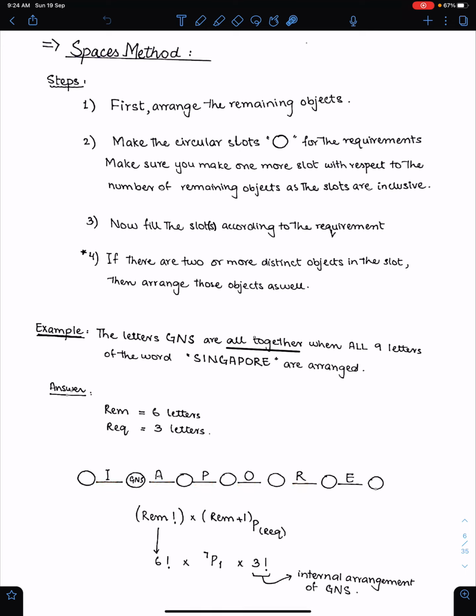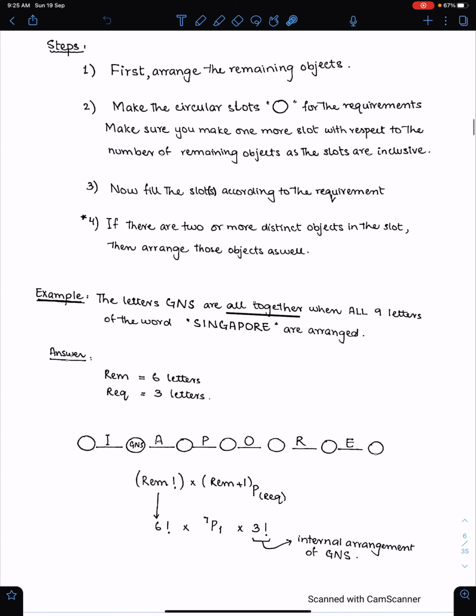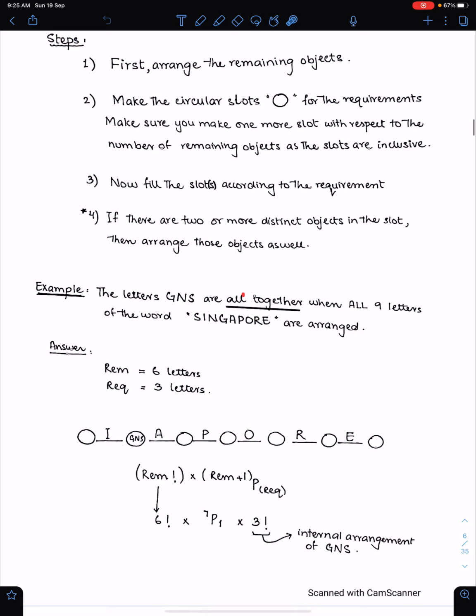Number 2, we make the circular slots like this for the requirement, and make sure you always make one more slot with respect to these spaces because circular slots are always inclusive. Now fill the slot or slots according to the requirement. If there are 2 or more distinct objects in this slot, then arrange those objects as well like this. So we will understand this method through this example.